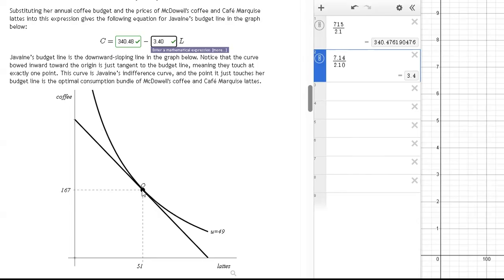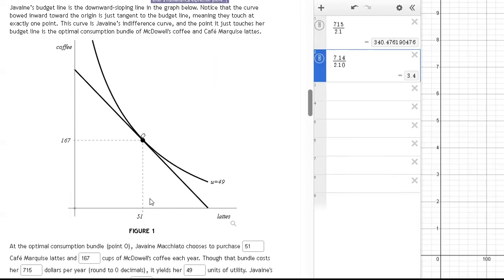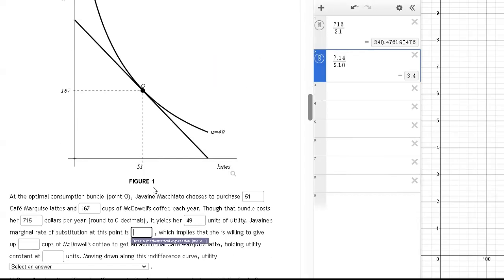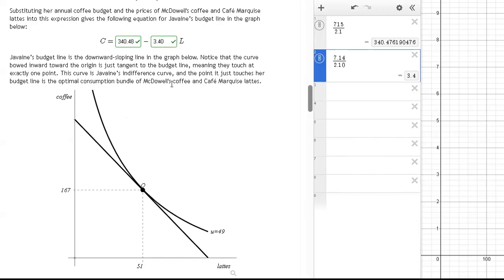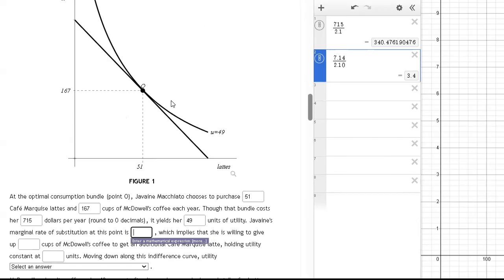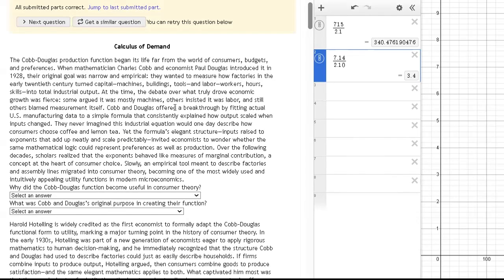But at this optimal point where the indifference curve just kisses the budget line, the slope of the indifference curve equals the slope of the budget line. So this right here is equal to the slope of the budget line, a negative 3.4. And that only happens at the optimal solution. I'm going to press enter to make sure I got these answers correct before I move on.